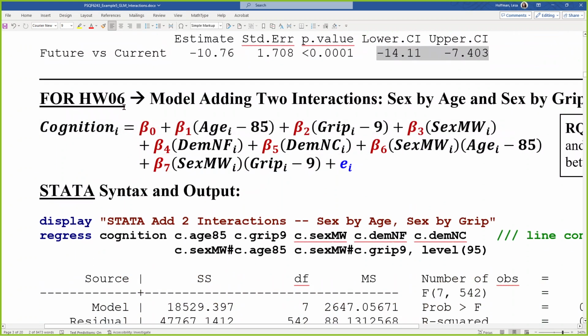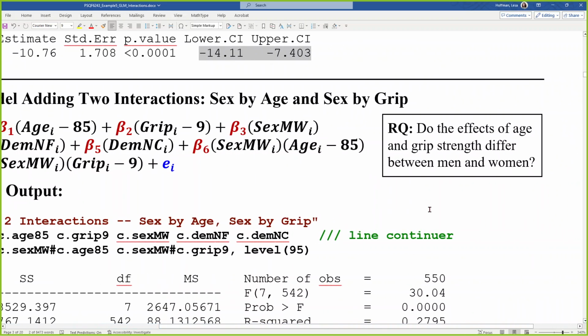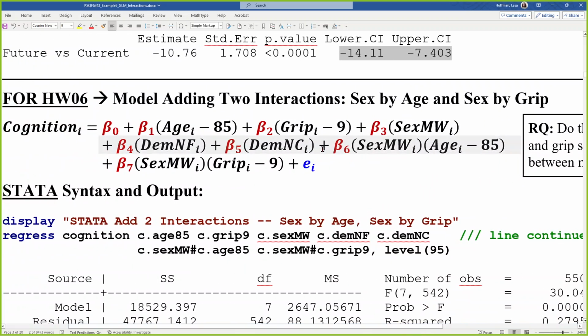For homework 6, next question. Lots of stuff. I am interested in determining whether the effects of age and grip strength differ between men and women. That's my question. To answer said question, I need 2 new interaction terms. So does the effect of age vary by gender is answered by beta 6. Does the effect of grip vary by gender is answered by beta 7.